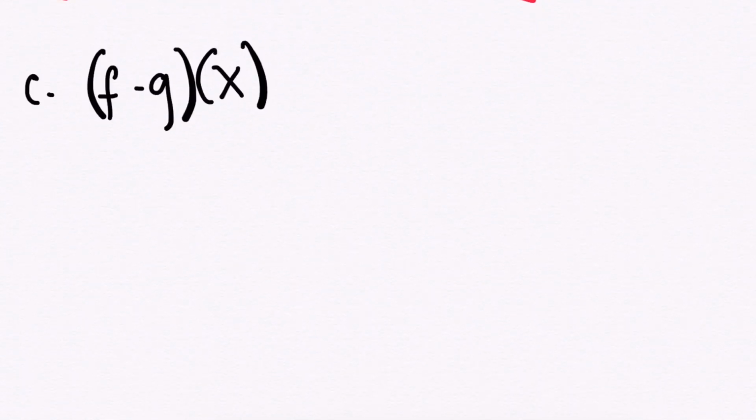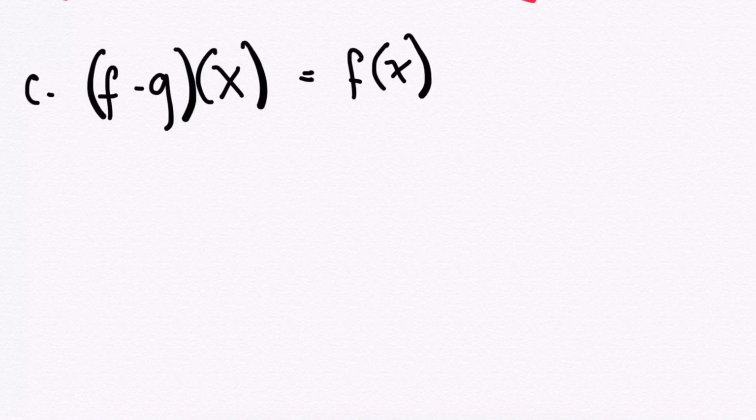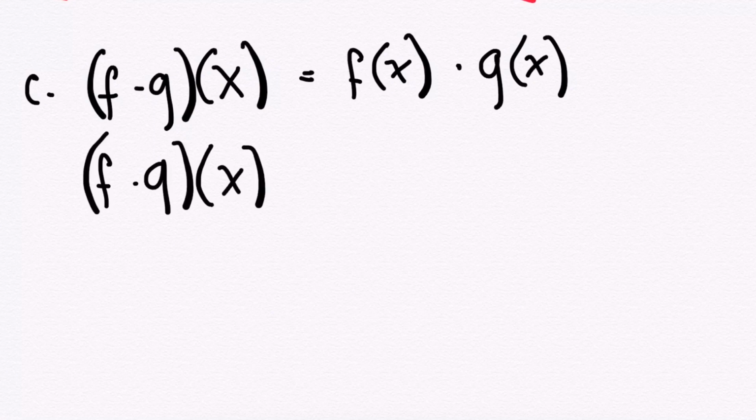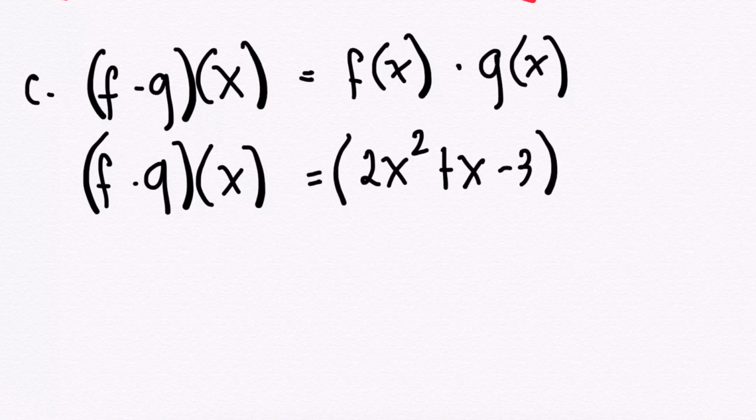Letter C. We have f times g of x, and that is equal to f of x times g of x. F times g of x is equal to 2x squared plus x minus 3, which is the value of f of x, times the value of g of x, which is x minus 1. Here we use the distributive property.